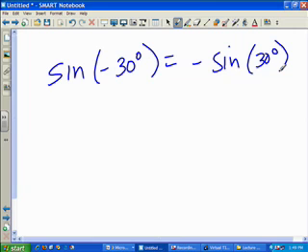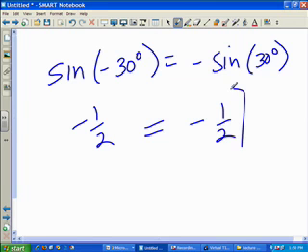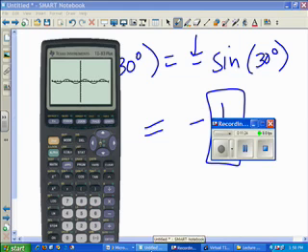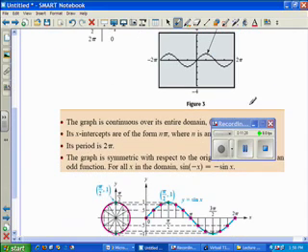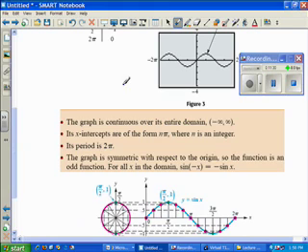So where are we at there? Negative 1/2. It's going to have a 30-degree reference angle. Is that the same as the opposite of the sine of positive 30? Absolutely. The sine of positive 30 is 1/2. We kick the negative sign out in front so you can see why this would be considered a true statement. That's it for those properties on the sine graph.